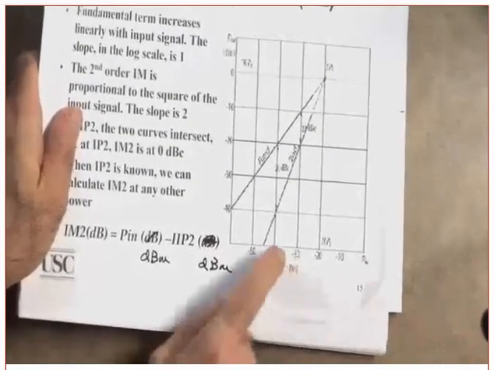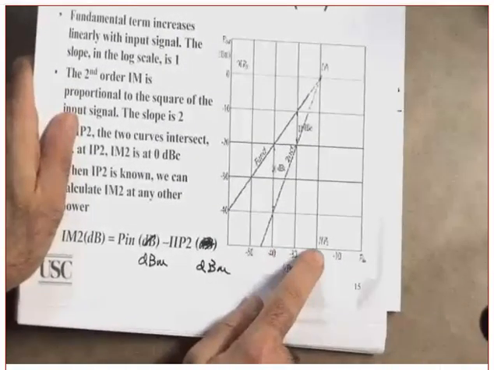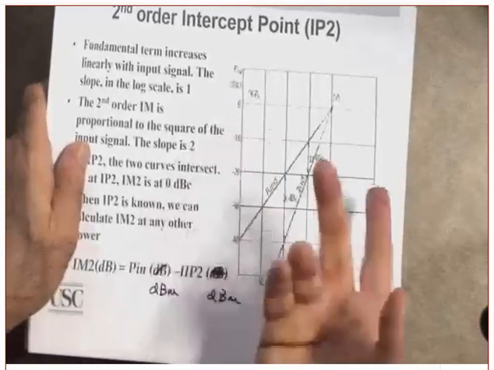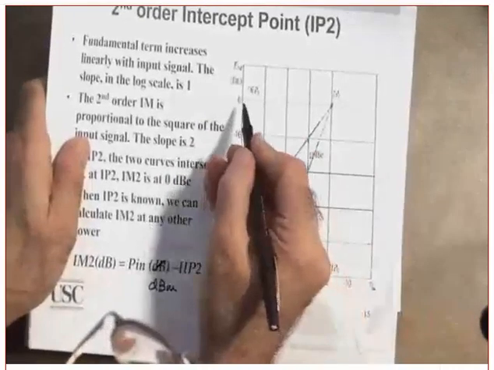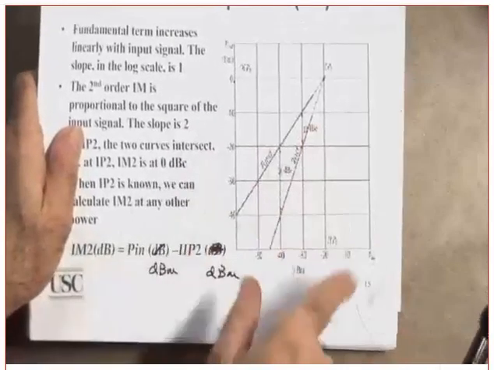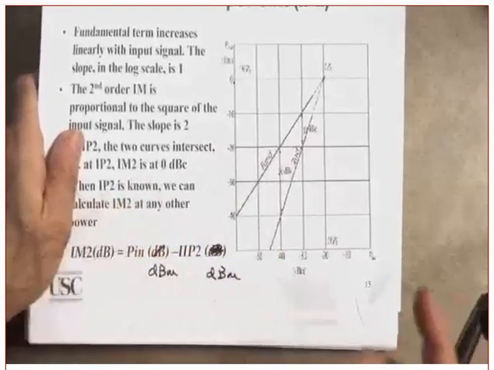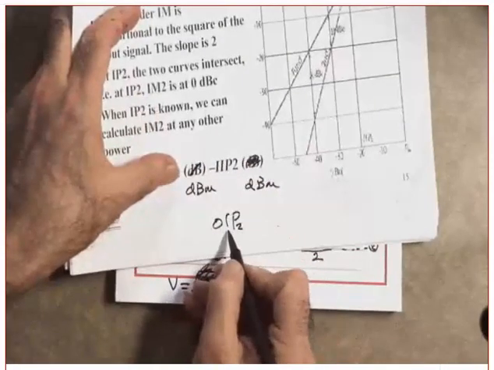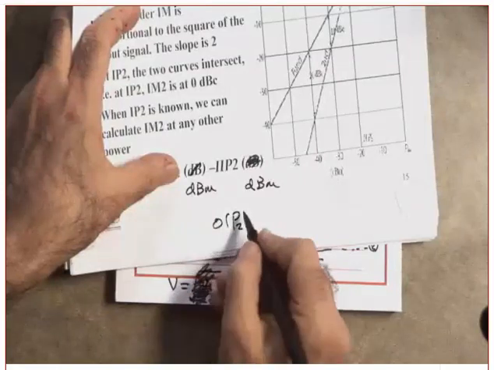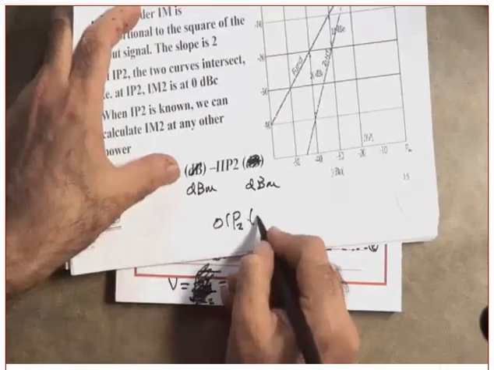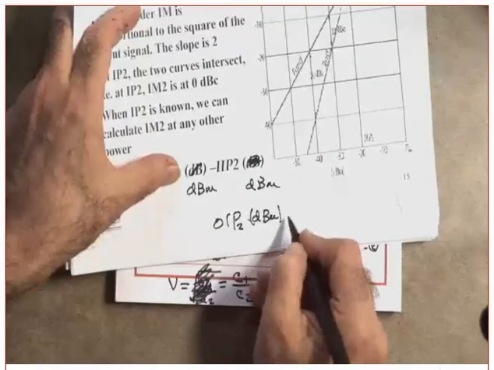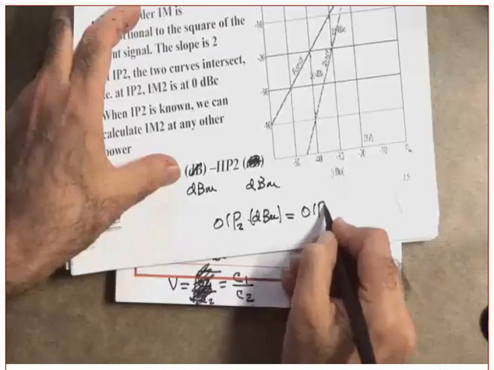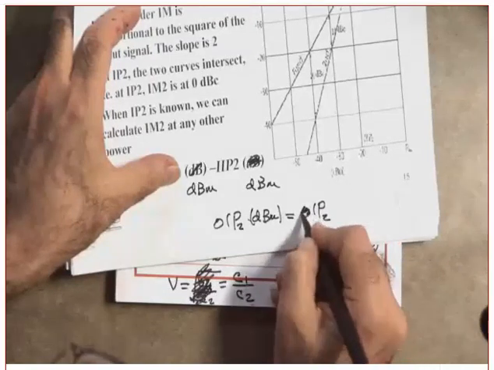Yes or no? Okay. What is the relationship between IIP2 and OIP2? Where is OIP2? OIP2 is this guy. What is the relationship between them? Here's the gain. In other words, you say OIP2. What units is this? dBm. This is power. Okay. OIP2 in dBm is equal to IIP2. So I'm sorry.